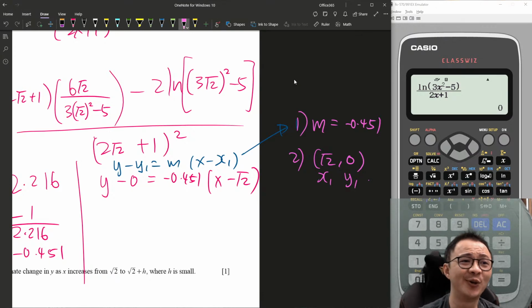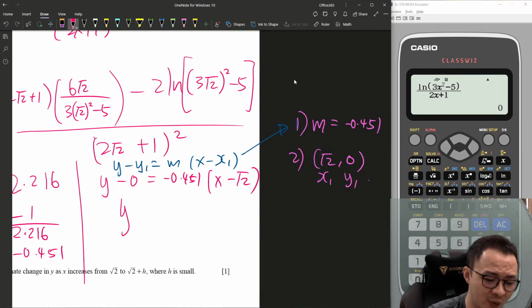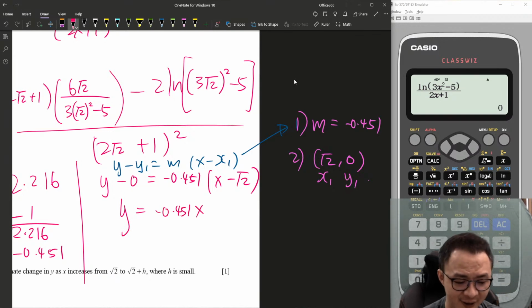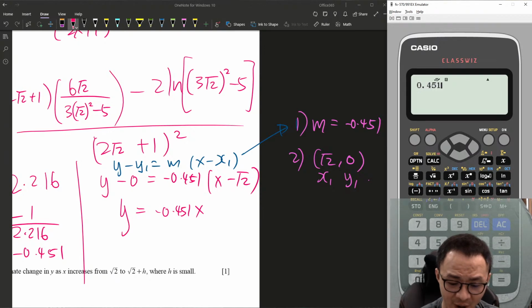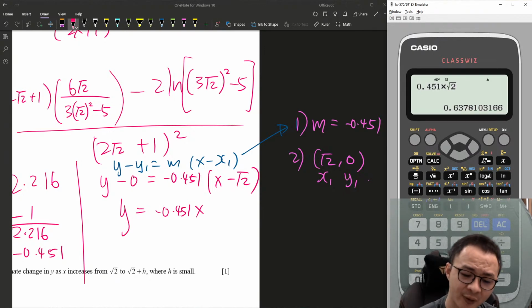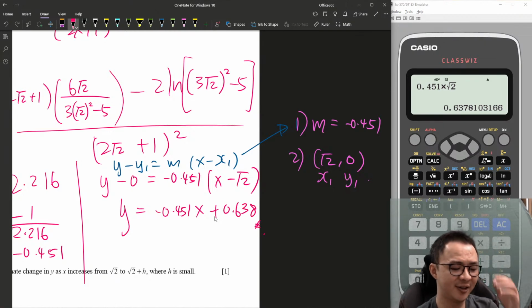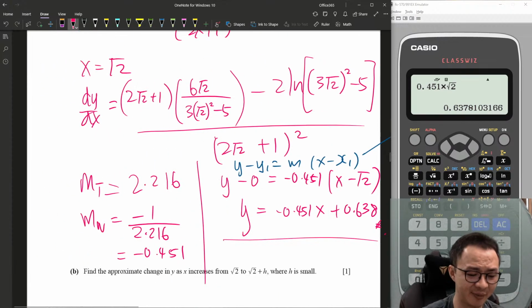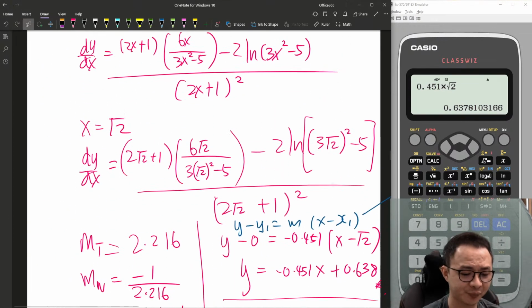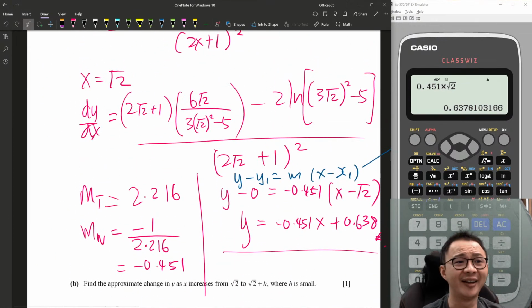Okay, so then I will just solve this one. So y equals negative 0.451x, this one 0.451 multiplied by square root 2, plus 0.638. Done. Alright, this is the equation of normal. This is how you actually get the 6 marks. Not too bad, right?